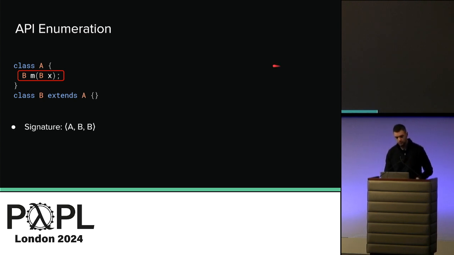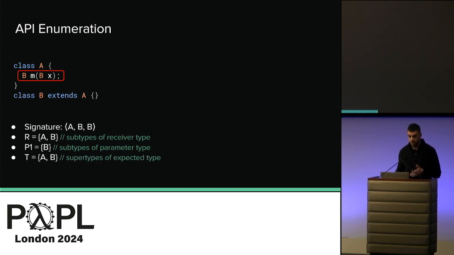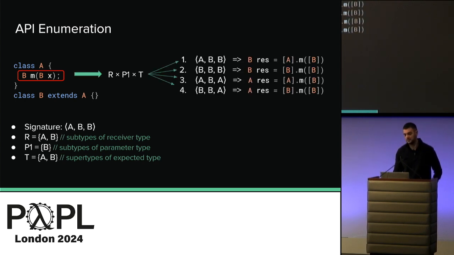So for this method, we have its signature and three sets. The first set contains the subtypes of the receiver, the second set contains the subtypes of the parameter type, and the third set contains the supertypes of the expected type. And we just take the Cartesian product of these sets and we create different typing sequences. As you see, every typing sequence corresponds to a different test case that invokes our method using different types.